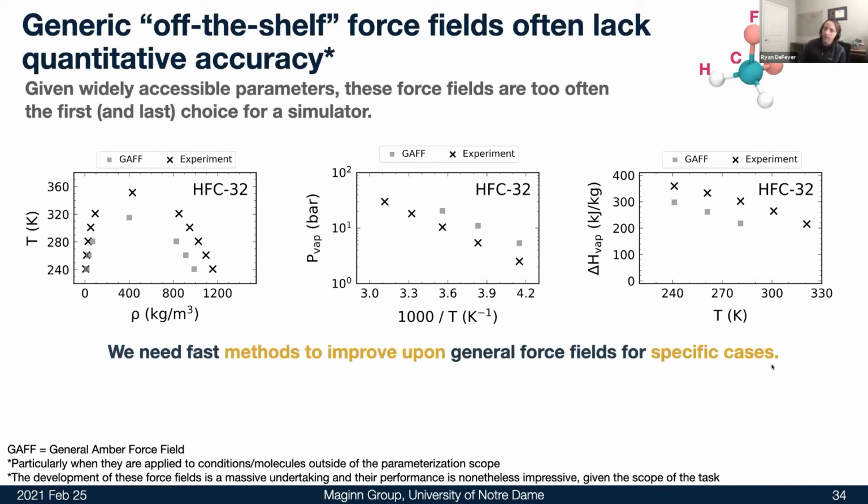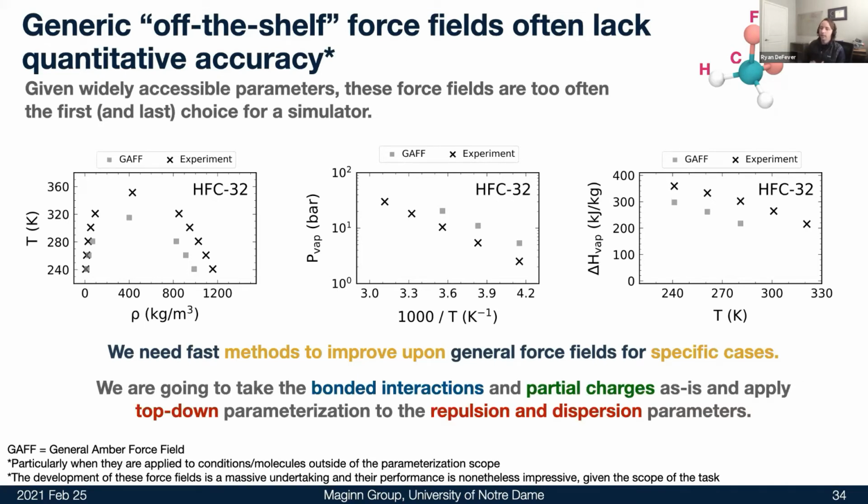So what we want to do is make methods that are fast and can improve upon general force fields for specific cases, when you come across this type of problem where you don't have a force field that's good enough. The approach that we're going to take is to get the bonded interactions and the partial charges as is from the generic force field of choice, or the off-the-shelf force field of your choice. And then we're going to apply top-down parameterization to the repulsion and dispersion parameters to try to improve upon those and improve our agreement with experiment.